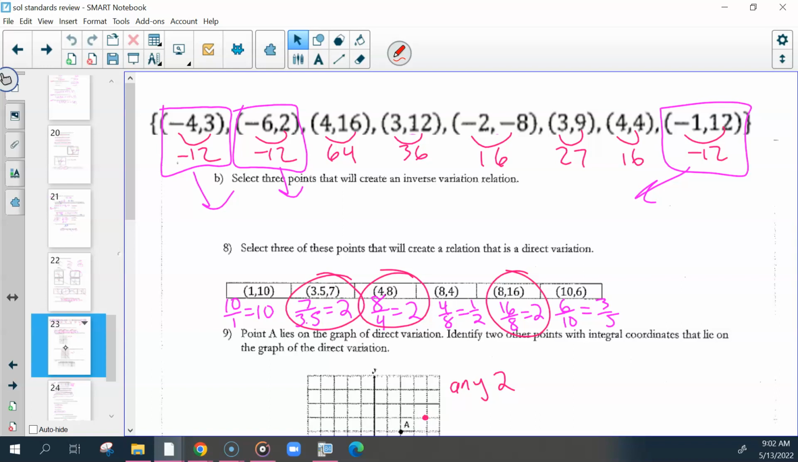And then 8 was similar, find a direct variation. So if you divide, there were 3 that were the same, or you could graph each point and see which ones make a line that go through 0, 0.